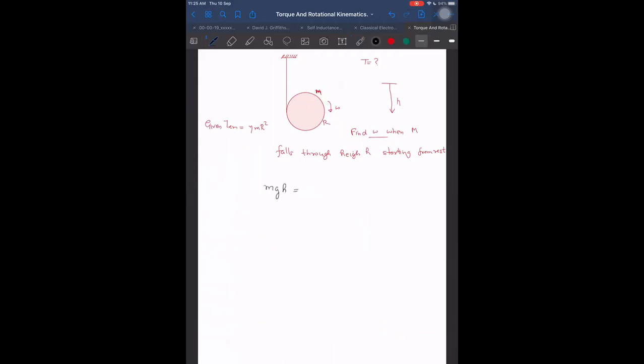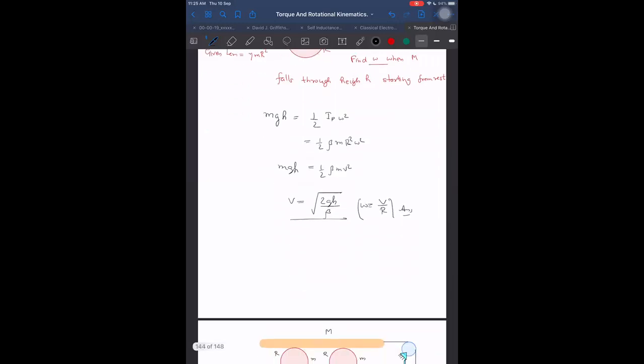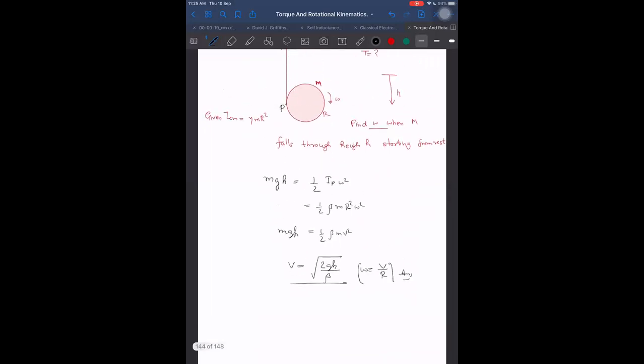mgh is equal to half of, I will take energy about the P point. So half of I_P into omega square, which we can write as half of beta into mr square omega square, or simply half of beta into mv square is equal to mgh. So what is the velocity? Velocity is equal to simply root of 2gh by beta. That's the velocity. They are asking omega. Omega will be nothing but v by r. Getting the answer? Any doubt in this?